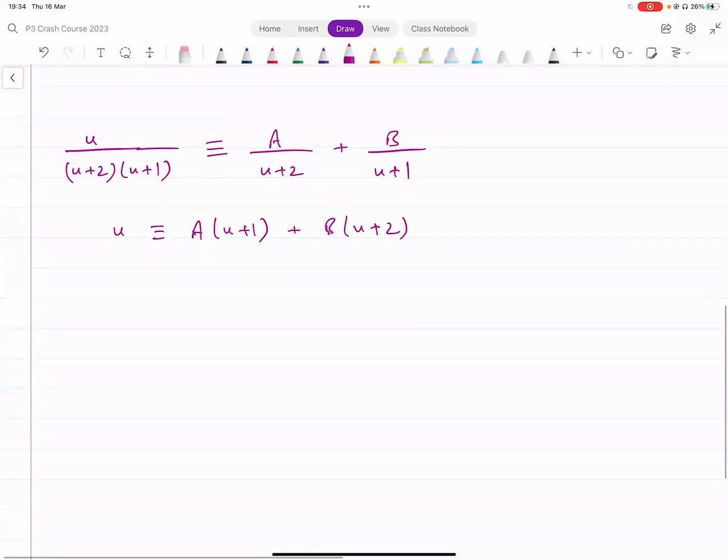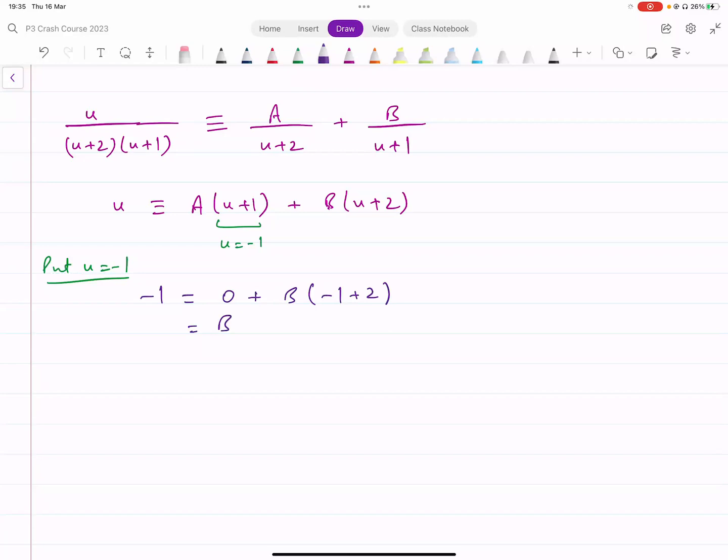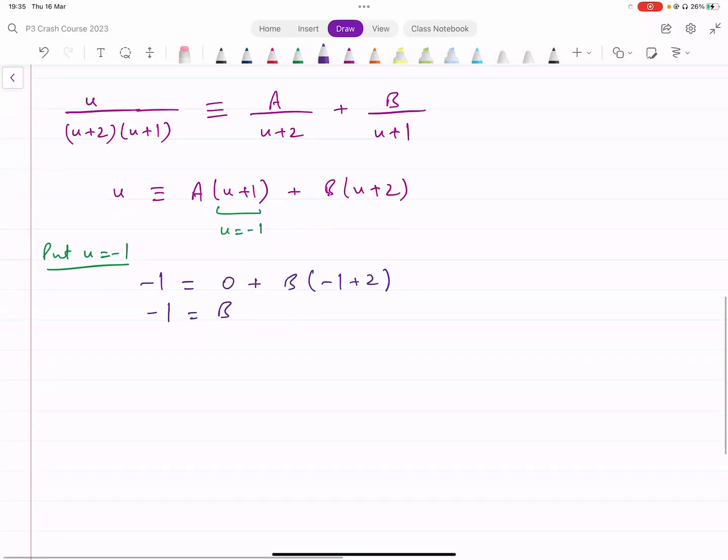Now input some values. This can be made 0 by inputting u equal to -1. You put u equals -1 here. On the left side, you have -1. On the right, you have 0 plus b into -1 plus 2. And that gives you b equal to -1.